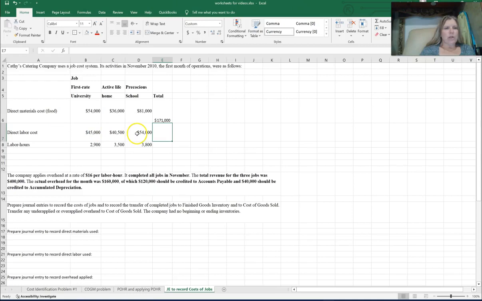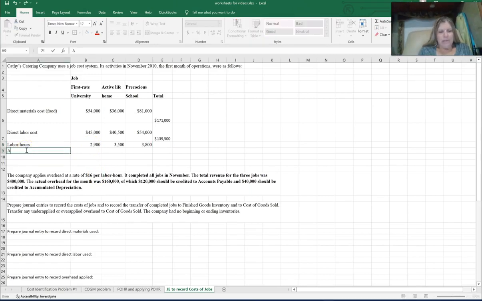It's also given us the direct labor cost for all 3 of the jobs. And again, all we have to do is sum those up. It's given us the labor hours, so we have to read further to figure out what we're supposed to do with those. It says the company applies overhead at a rate of $16 per labor hour. So that's why they gave us the labor hours. We've got to calculate the predetermined overhead and apply it. So we just have to multiply the $16 per labor hour by the number of labor hours to come up with the amount of applied overhead.